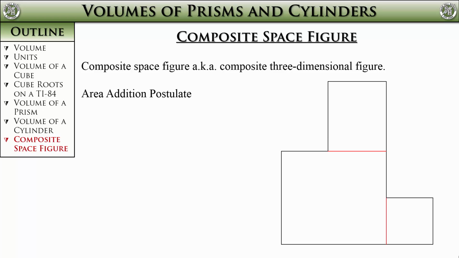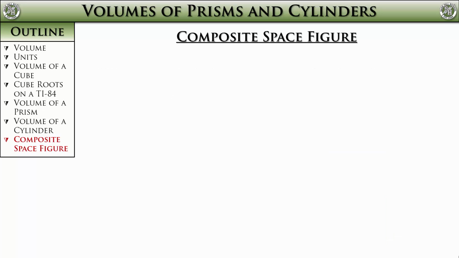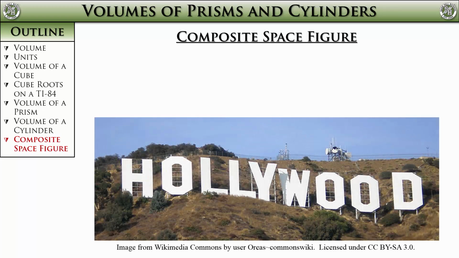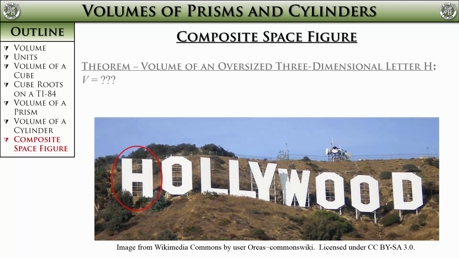We are going to be doing the same thing here, except in 3 dimensions. A composite space figure is simply one which can be chopped up into more manageable pieces. Consider the iconic Hollywood sign. Let's say we want to find out the volume of the letter H. How much stuff did it take to make that H? Amazingly enough, we don't have a formula for the volume of an oversized 3-dimensional letter H. However, even though we are lacking that, we can chop that H up into 3 prisms that we could find the volumes of, just like when you chopped up the shapes with the area addition postulate. You'll be doing the same kind of thing, just in 3 dimensions now.